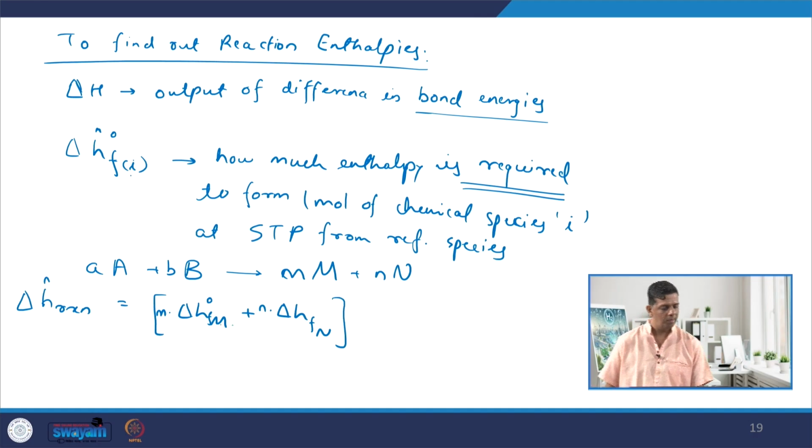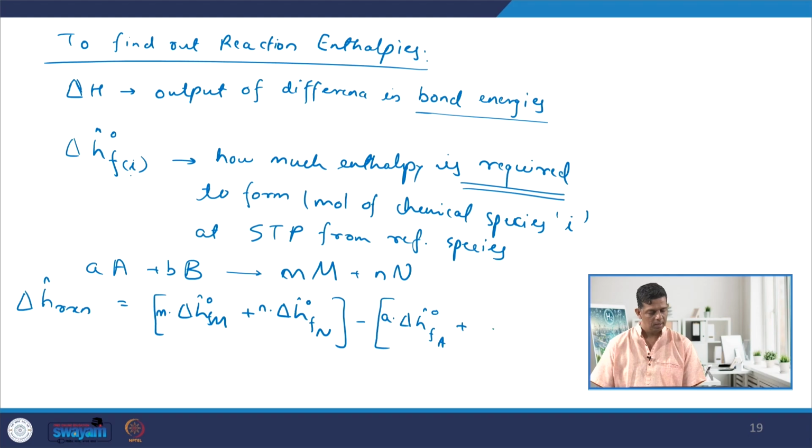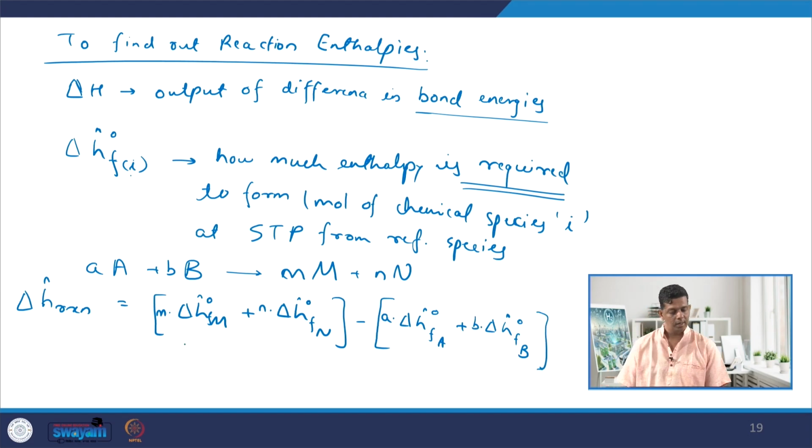So this is the enthalpy of formation of products, and now we need to subtract the enthalpy of the reactions of the respective reactant species. So let us move on, and we can write enthalpy of the formation of species A, this has got a moles, plus enthalpy of formation of B species, and it has got b moles. So these are the reference formation species.